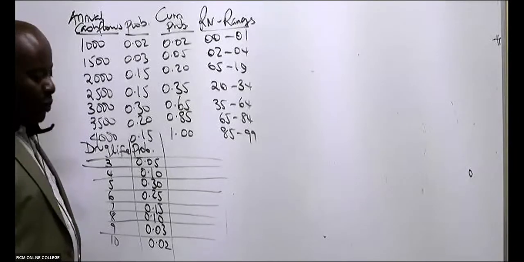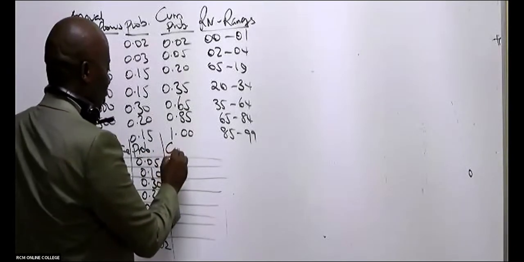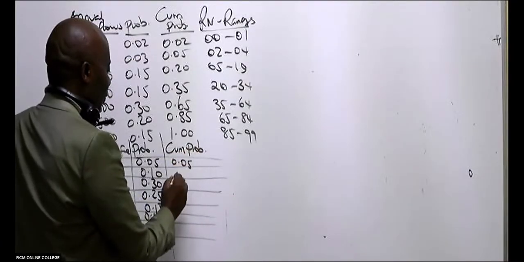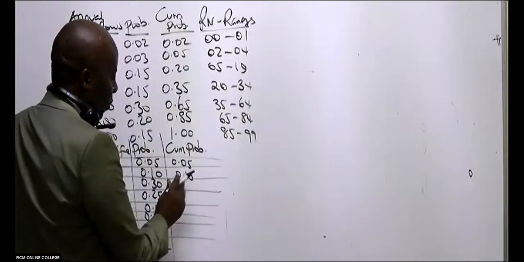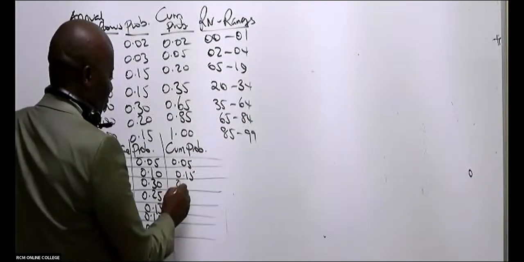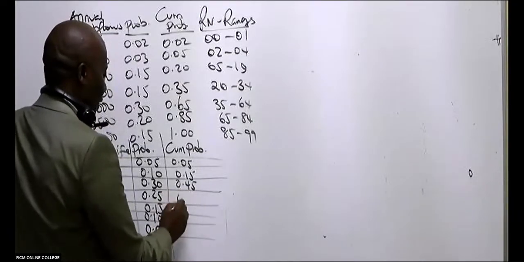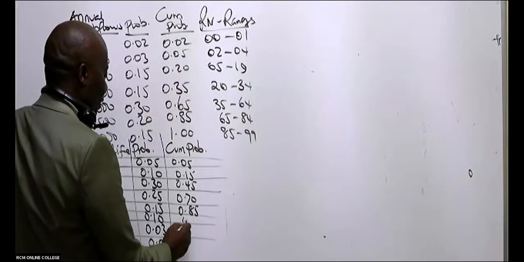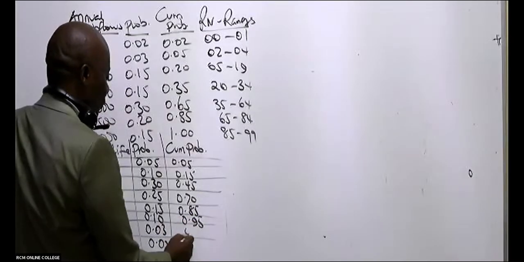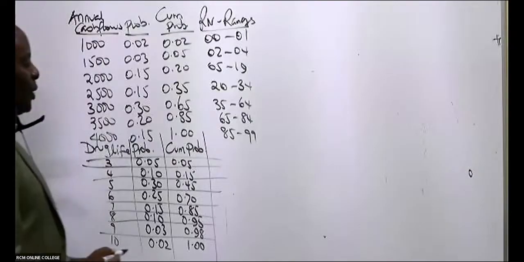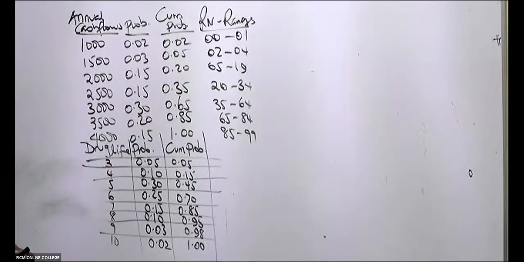So once you've been able to get probabilities, go ahead and give us cumulative probabilities as usual. So this will be 0.05, 0.15. I know now you're experts. It's about adding downwards. So this gives us 0.45, 0.70, 0.85, 0.95, 0.98, 1.00.